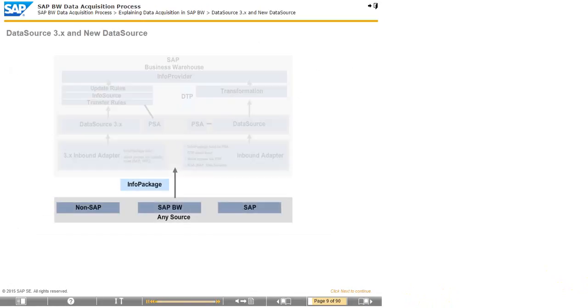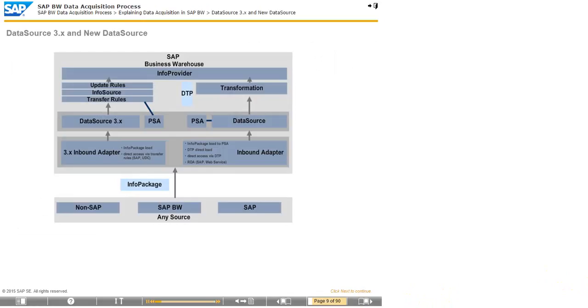The figure shows the objects of both data flow concepts, the 3.x data flow based on a 3.x data source and the new data flow based on the new data source. Note that you cannot have a 3.x data source and a new data source object for the same data source in SAP BW. You always have to decide whether you want to work with a 3.x data source or with a new data source object.